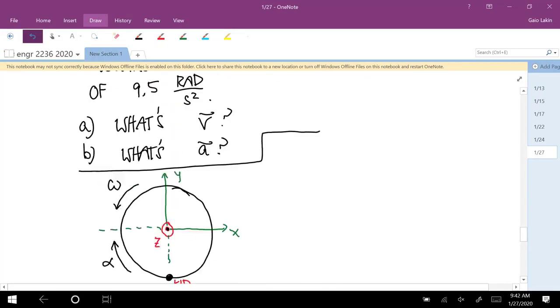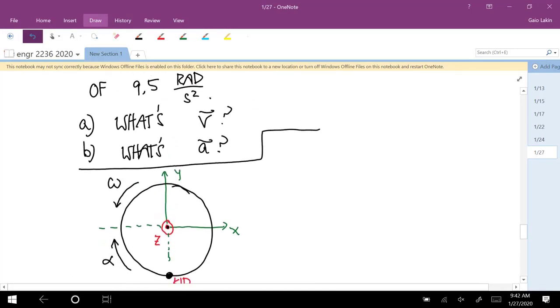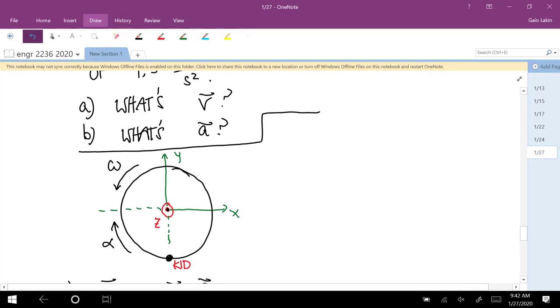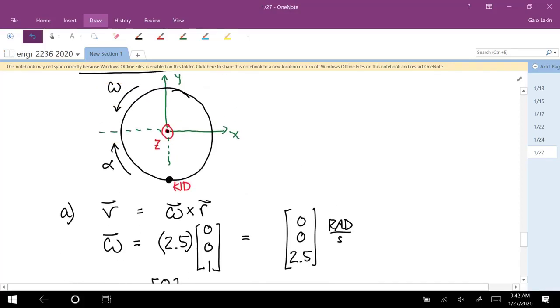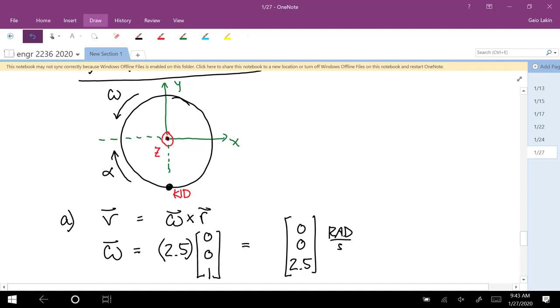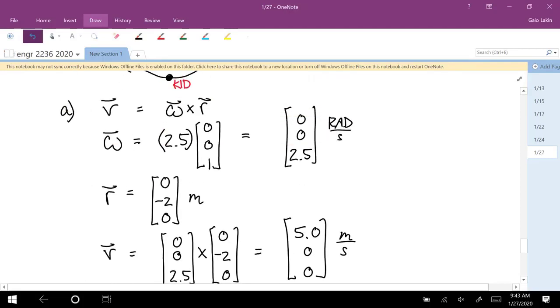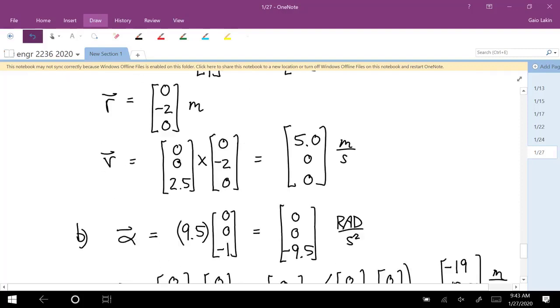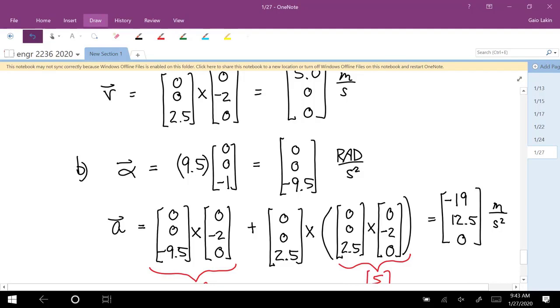A couple of things just to make connections with this example problem. Is this circular motion or spherical motion? Circular. And so what should that say about the directions of omega and alpha? They need to be parallel. And in this case, it's slowing down, so should they be in the same direction or the opposite direction? Opposite. Look, we have 0, 0, 2.5 for omega, that's in the positive z direction. Alpha, 0, 0, negative 9.5, that's in the negative z direction. So they're opposite.